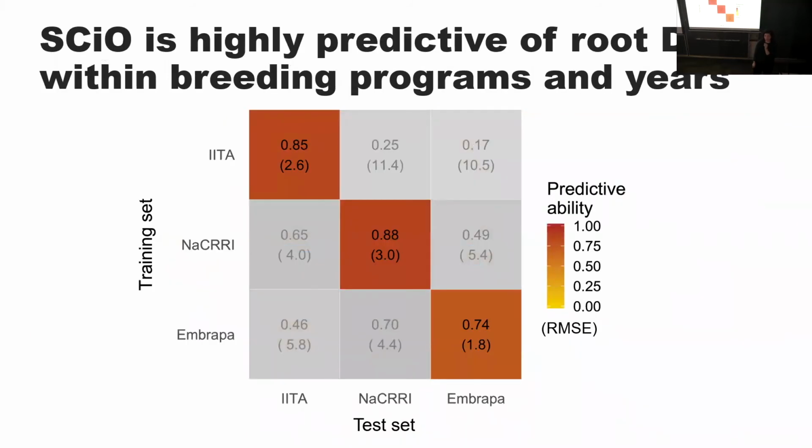So when we look at performance within breeding programs, so that's the diagonal. This is not a correlation matrix. It is a training set on the y-axis, test set on the x. This is whole breeding program performance. So we can see up in the top left is using IITA data to predict IITA data, and so on. So this is in 2018. We see that model performance is pretty high. We got 0.85 R squared with a 2.6 RMSE for IITA, and then going down there.